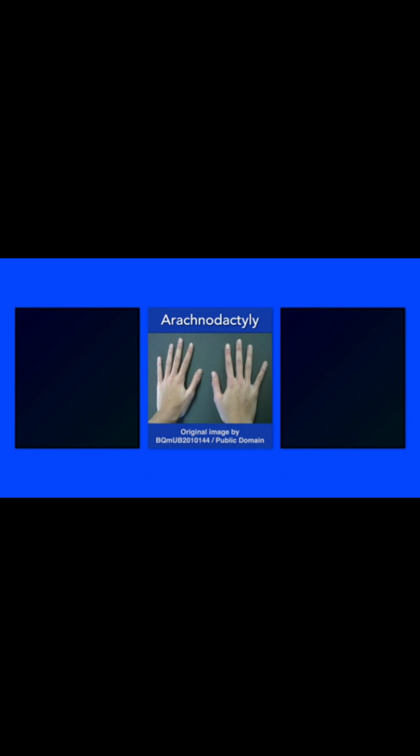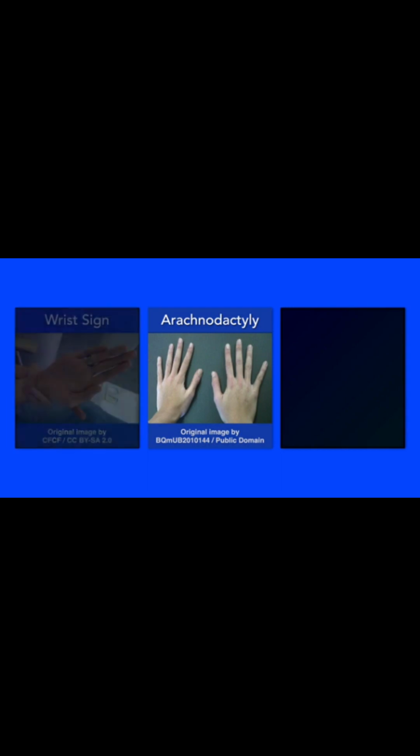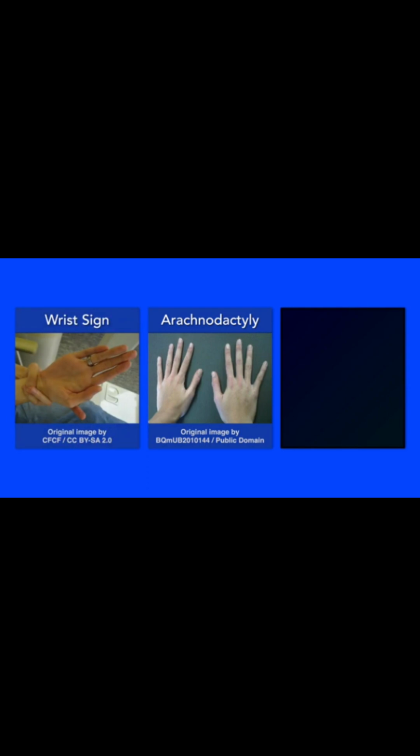When arachnodactyly is present along with increased joint laxity, another common feature of Marfan syndrome, then a couple of specific signs may be present. One such finding is called the wrist sign. It is positive if the distal phalanges of the thumb and fifth finger overlap when the wrist is grasped with the opposite hand.